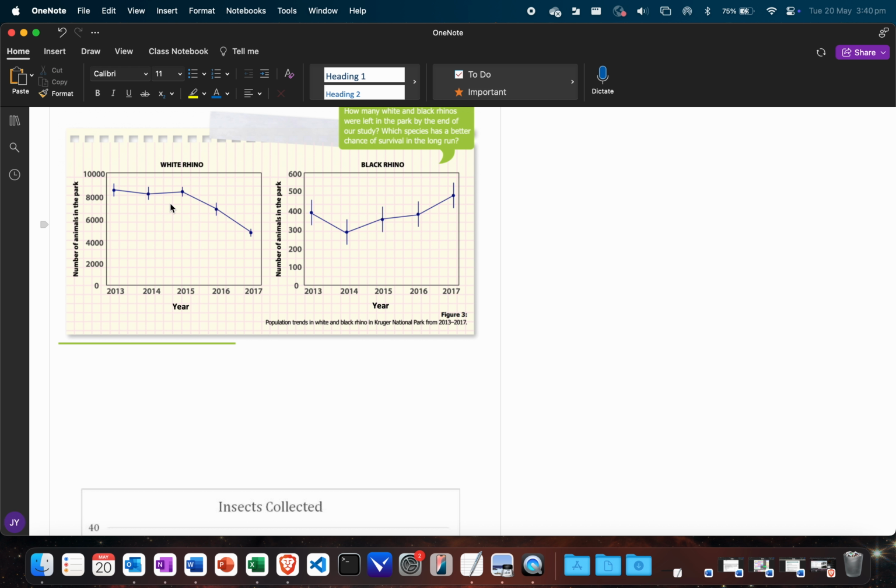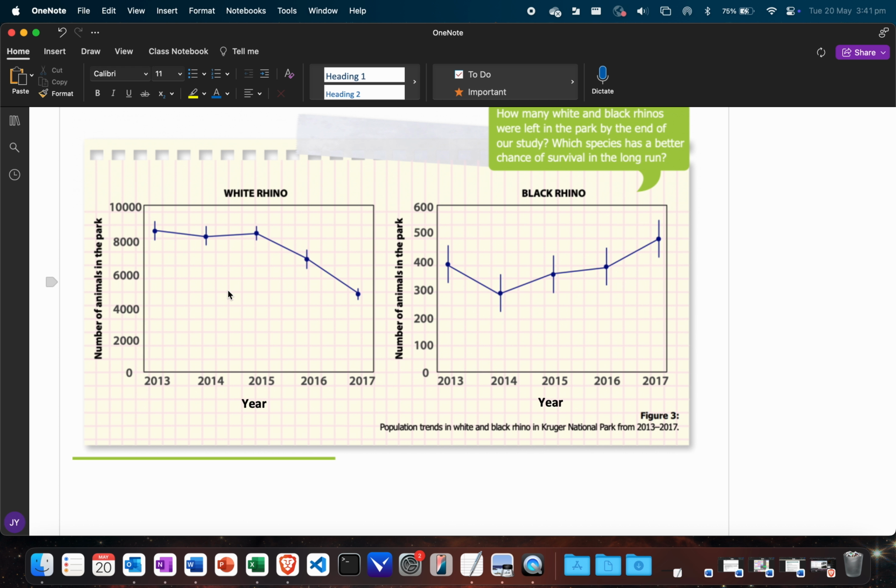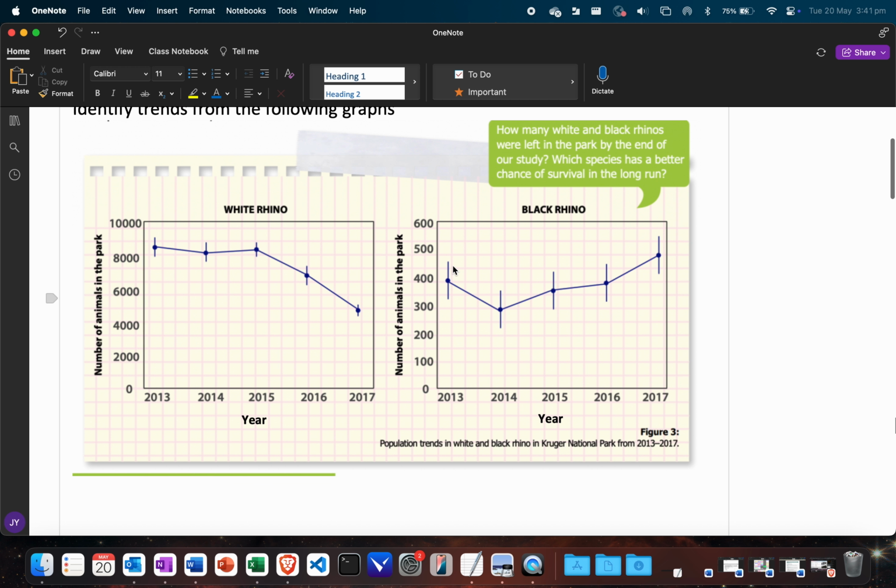All right, so having a look at this, I'm going to zoom in just so I can see it better. Here we can see that we've got the number of animals in the park, and on the left, it's starting with the white rhino. They're tracking the number of these animals as time goes on. On the left we've got the white rhino, and on the right we've got the black rhino. So we're seeing how do these numbers change as time goes on.